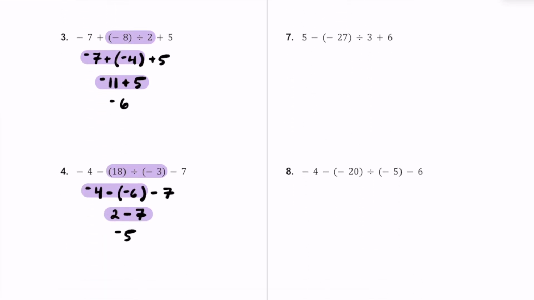For number 7, we have 3 different operations here. Out of these 3, let's start with division. That's going to be the most important. So we have -27 divided by 3, which is going to be -9. So we have 5 take away -9, and then plus 6.